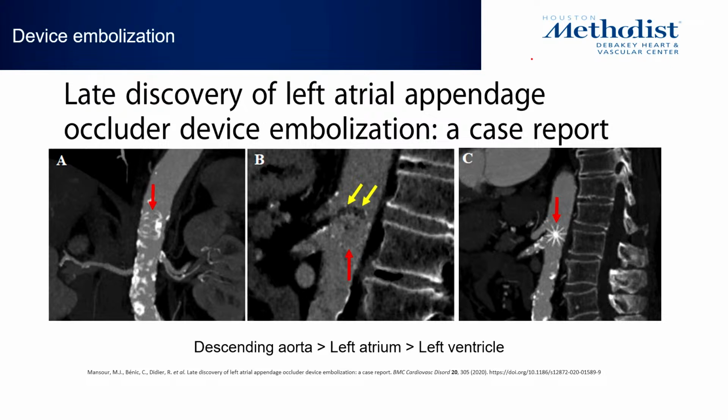As has been mentioned, device embolization is a rare phenomenon, thankfully, but it does happen. This is a case of a patient who had successful implant of a Watchman device, had de-escalation of anticoagulation, came back about a year later with a stroke, and was found to have device embolization, which was lodged in the descending aorta. The descending aorta is the most common place where it embolizes, and then the left atrium followed by the left ventricle.